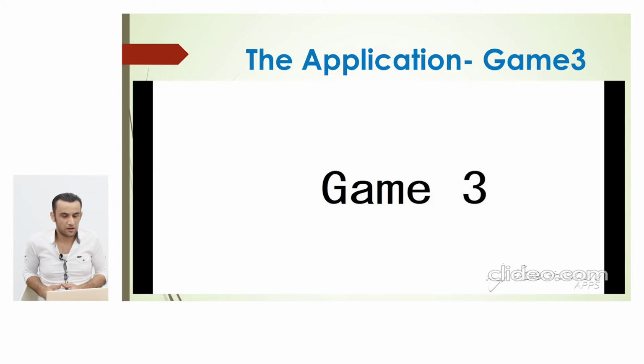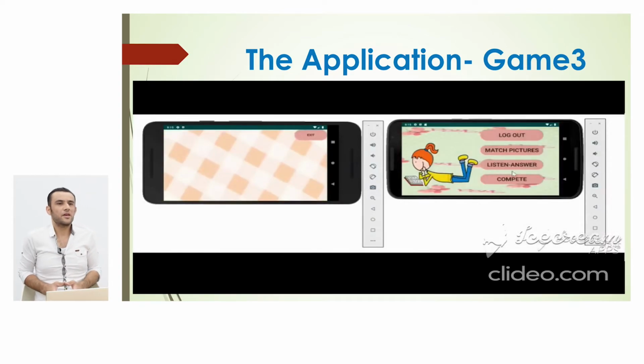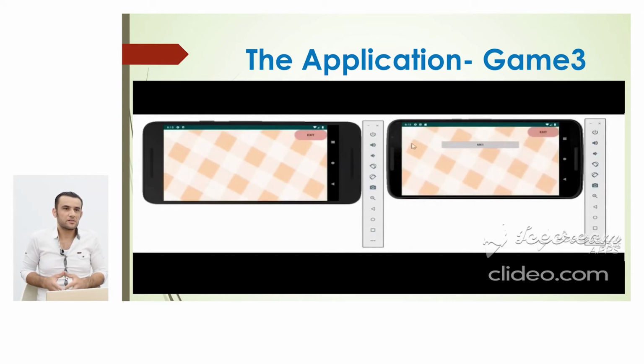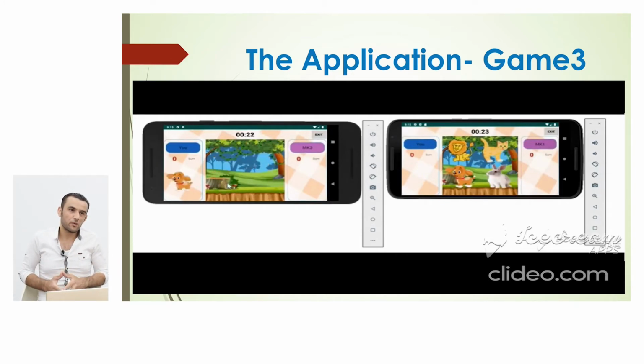Now this is the third game. In this game, the two players are searching on the internet. After finding each other, one invites the other player to a contest. So we have 13 seconds. During these 13 seconds, the child who gets more points will be the winner.